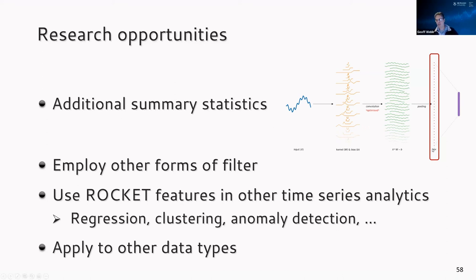There's no reason to believe positive proportion of positive values or proportion of values above a threshold is in some magical way extracting the most information out of these convolutions. There's no reason to believe that these filters are the best possible set of filters to use.